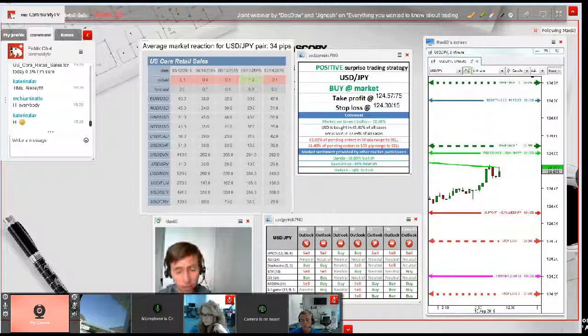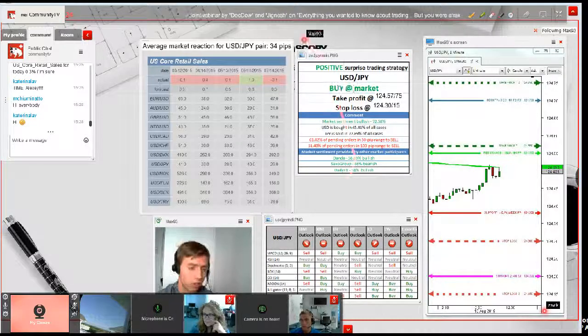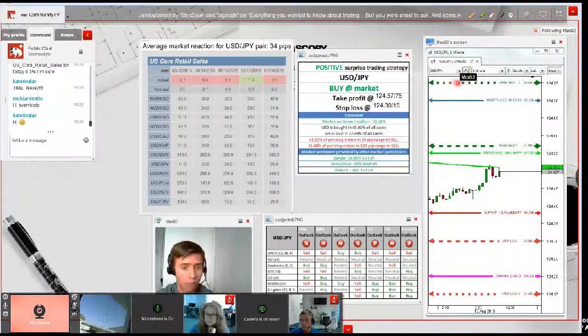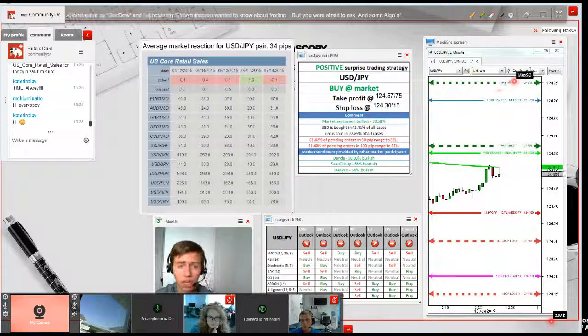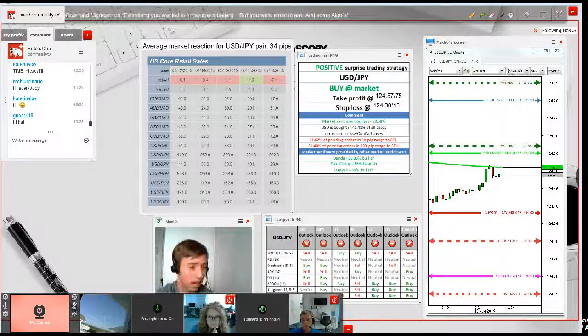However, if we see numbers much higher than expected, then we can see the pair rising in accordance with this average reaction of the last 5 months up to the second take profit level, which is placed above the second resistance zone at 124.75, or some 25 pips above the current market price.